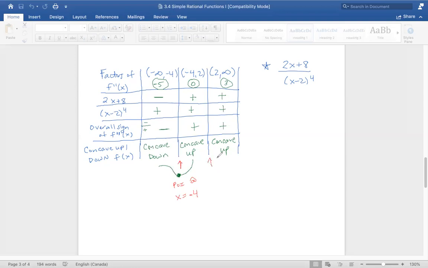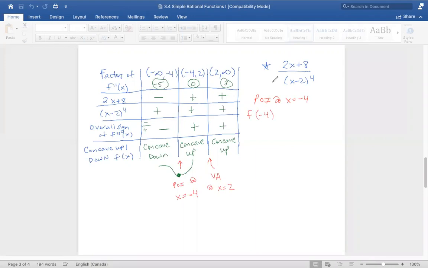Now be careful here at 2. I know the number line isn't visually in front of us, but it should be hopefully in front of you. That's a vertical asymptote, right? That's not a possible point of inflection at x equals +2. So if I have a point of inflection at x equals -4, then I need to plug it into the original.